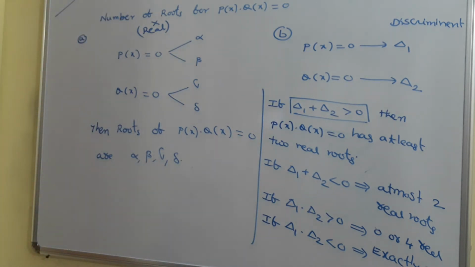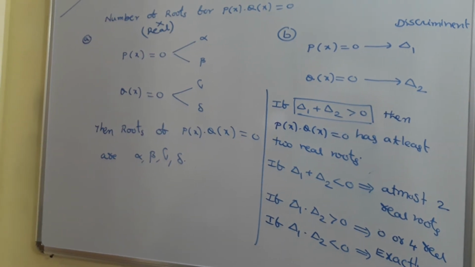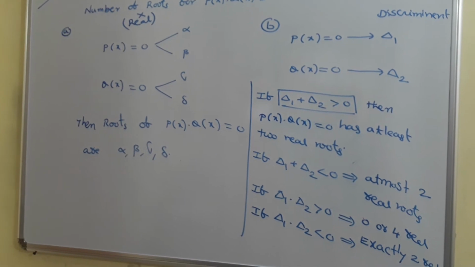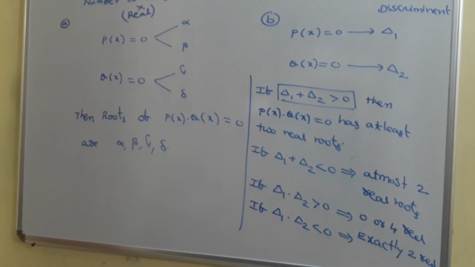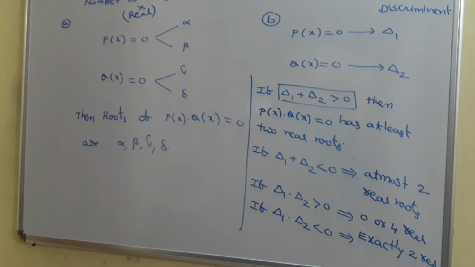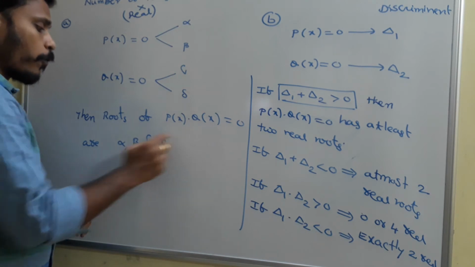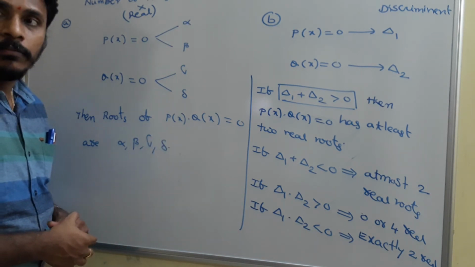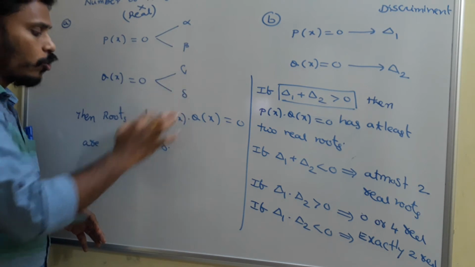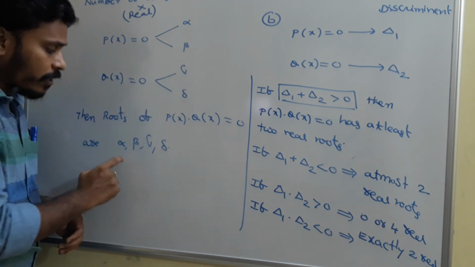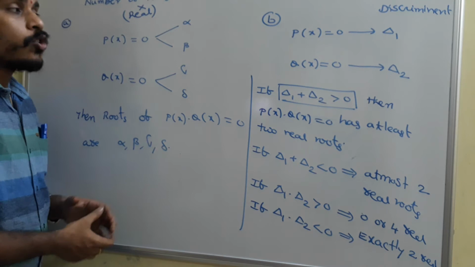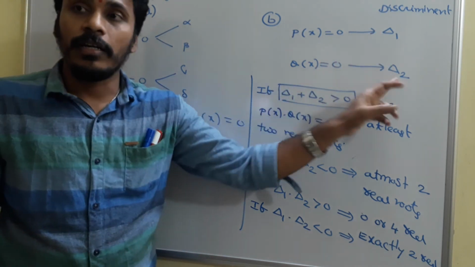What I am going to tell you is, if I have two quadratics, specifically p of x equals 0 and q of x equals 0, then we are searching for the number of real roots for p of x into q of x equals 0. For the first equation, if the roots are alpha, beta, and for the second equation gamma, delta, this product has 4 roots, alpha, beta, gamma, delta. Maybe real, may not be real. Now we are searching for the number of real roots among these 4. So to find the number of real roots, we need to concentrate on delta 1 and delta 2.